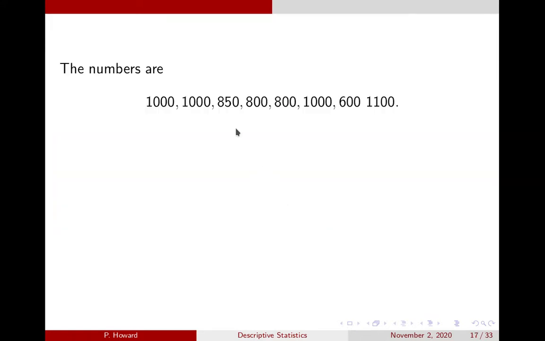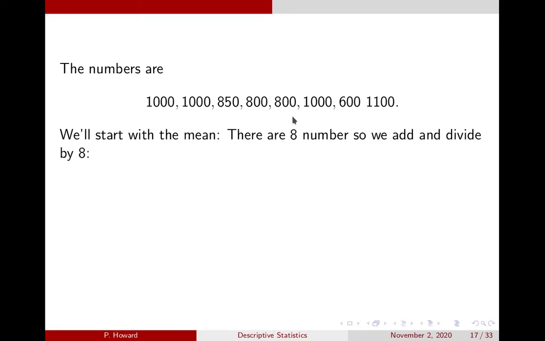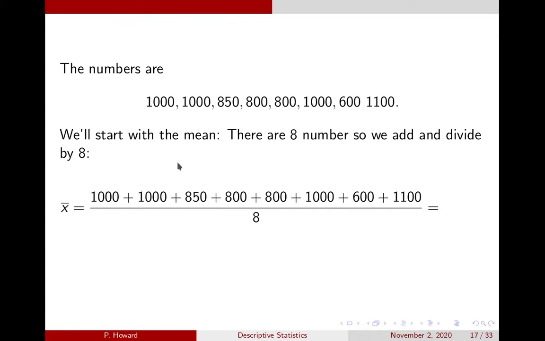So here's a list of the numbers again so we can refer to it. And we'll start with the mean. We know that the mean is what usually you call the average. You add the numbers and then divide by the number of numbers. There are 8 numbers, so we will add and divide by 8, which is what I have done here. If I were doing this on a calculator, I would probably need parentheses around the top of this fraction, around the numerator.